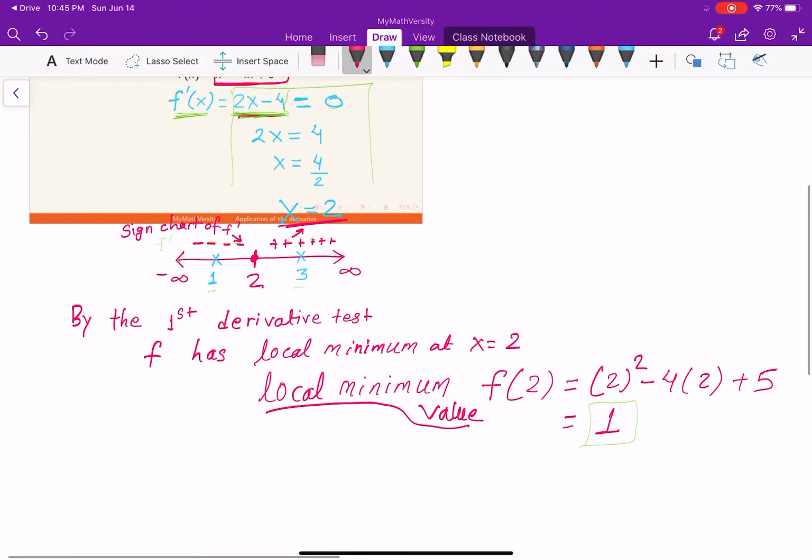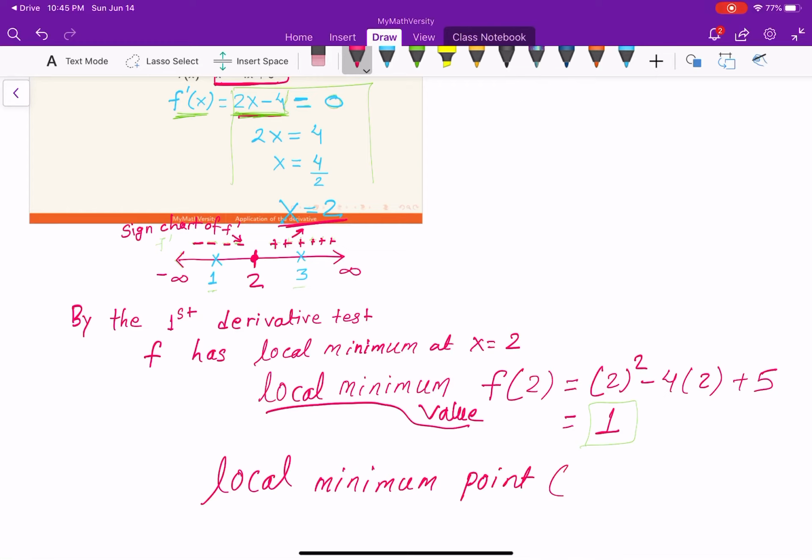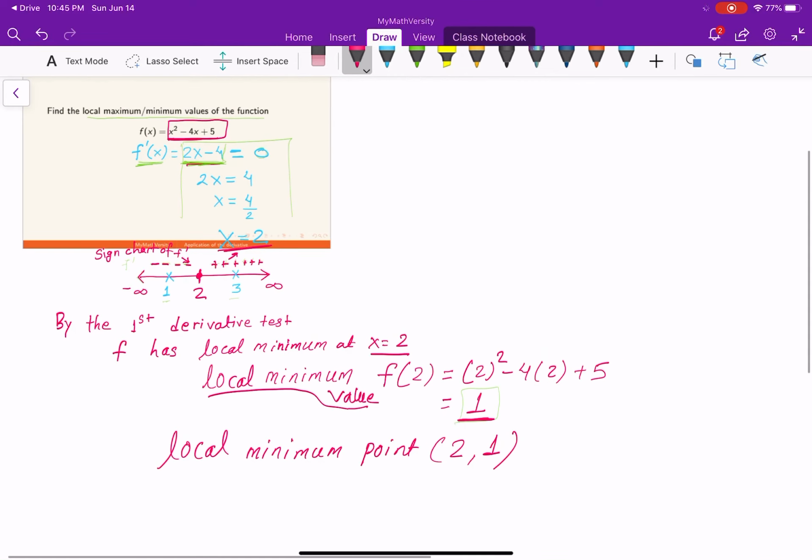And if somebody is interested in the local minimum point, then we know the x coordinate and the y coordinate of the point. The local minimum exists at x equal to 2, so this is your x coordinate, and the value of the function at 2 is 1, which is the y coordinate of this point. This is how we can summarize the information.